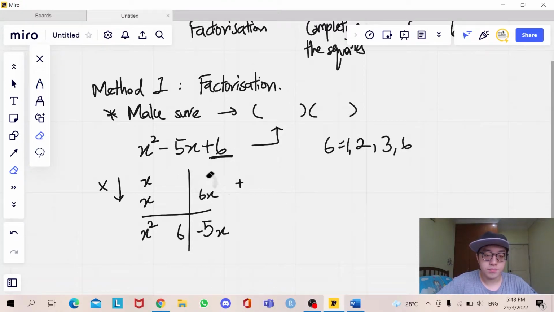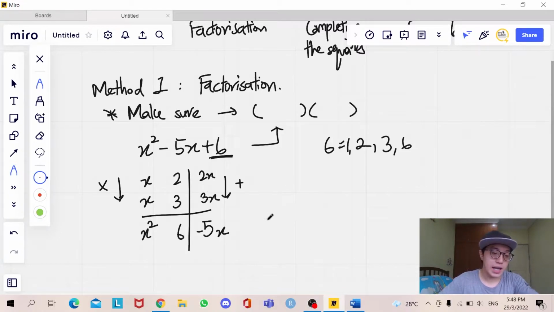So we are left with 2 and 3. So we will put 2 and 3 here. 2 multiplied by 3, you will get 6. And here is 2x and 3x. But as you can see, it's negative 5x here. So what can we do?